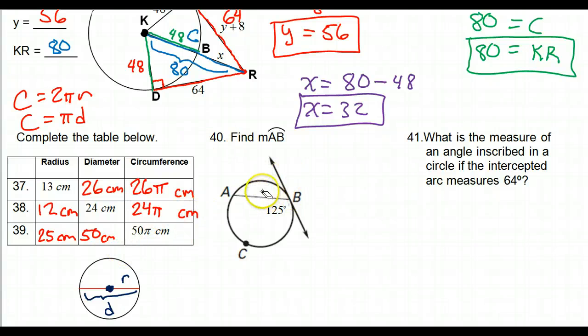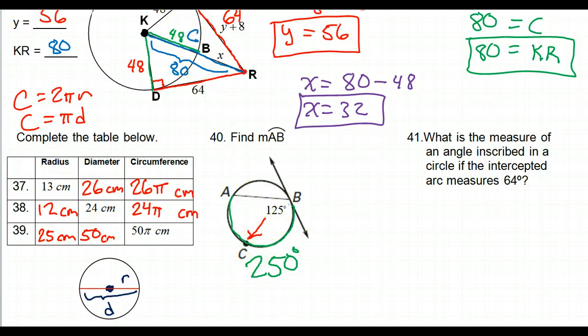Okay, anyway, number 40. Both of these are review questions, but there will always be some review questions on the test. So remember that if you have an inscribed angle like this, the angle is half the arc. So one way to do this would be to go, okay, if this angle is 125, I would have to double it, and that would be this arc. I'm going to do it in green for right now. So this green arc would be 250.